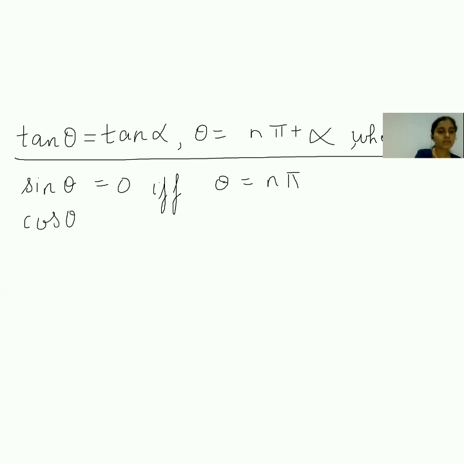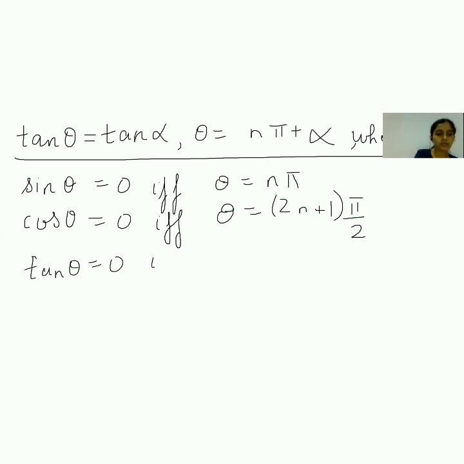Then when will cos theta be equal to 0? If and only if theta is equal to... so when does cos theta become 0? Cos of 90 is 0, right? So multiples of 90. So which multiples of 90? (2n plus 1) pi by 2. Okay, and then we have tan theta is equal to 0 if and only if theta is equal to n pi. So this we have to remember while solving our numericals and generalized solutions, right?